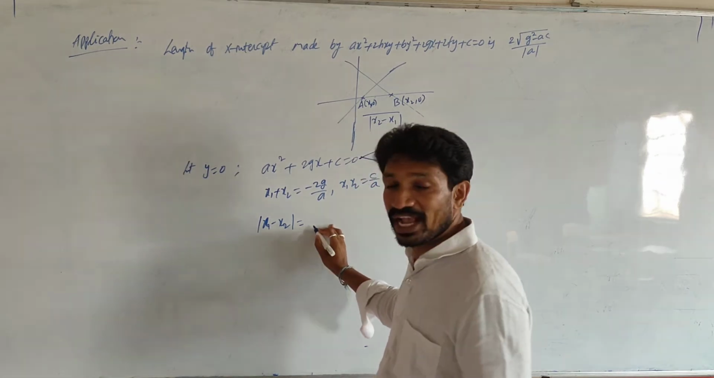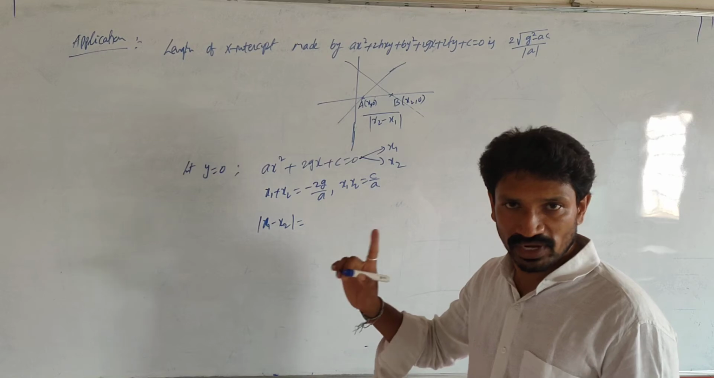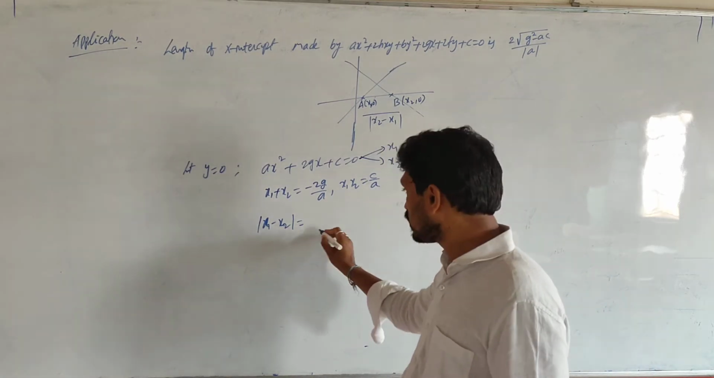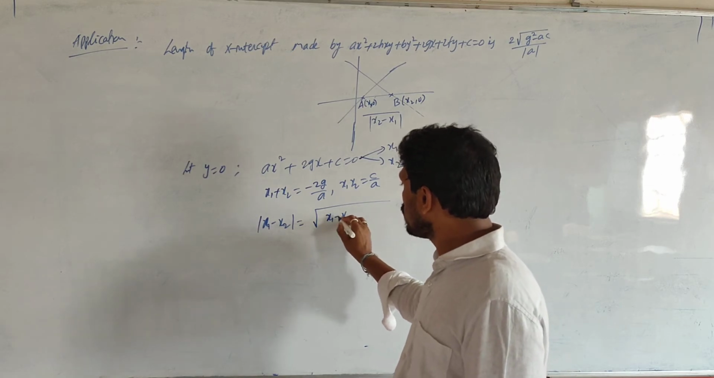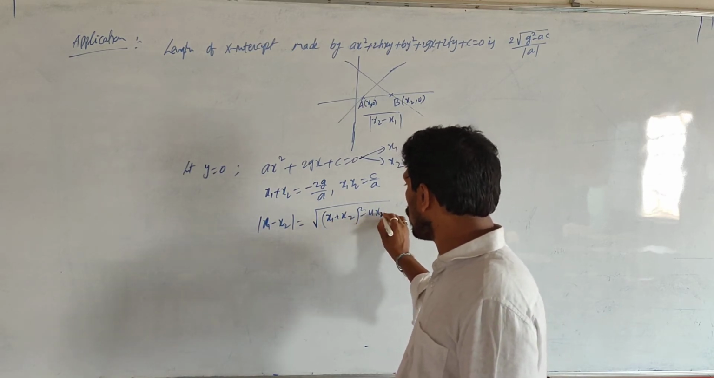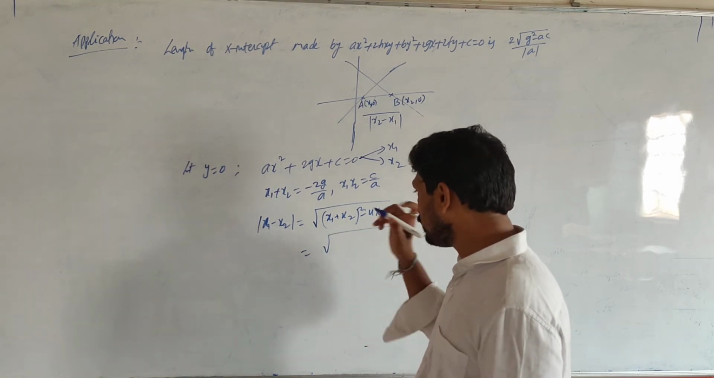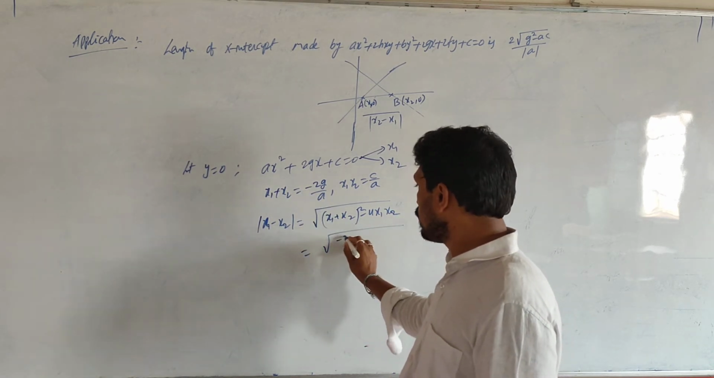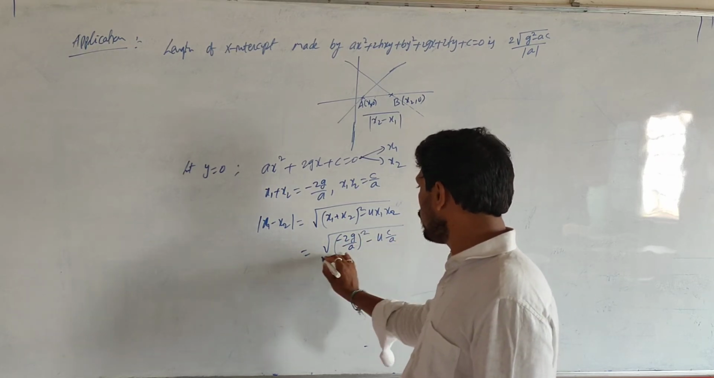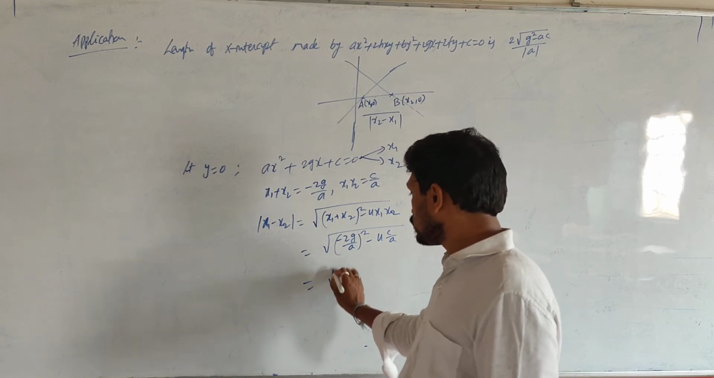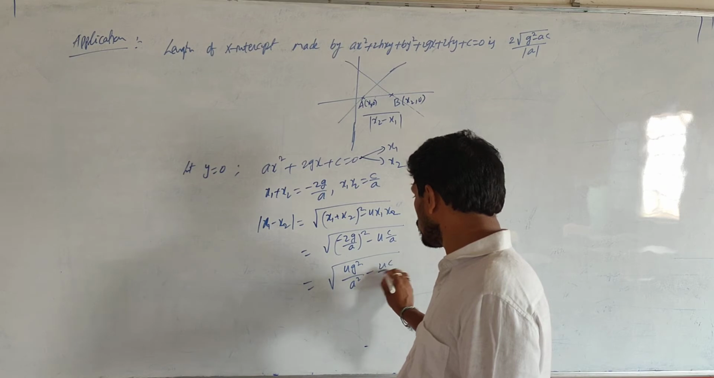So this is nothing but (x1 minus x2) whole square is equal to (x1 plus x2) whole square minus 4x1 x2. So mod x1 minus x2 is nothing but root over (x1 plus x2) whole square minus 4x1 x2. So this is nothing but root over (minus 2g by a) whole square minus 4 into c by a. So take square: 4g square by a square minus 4c by a.